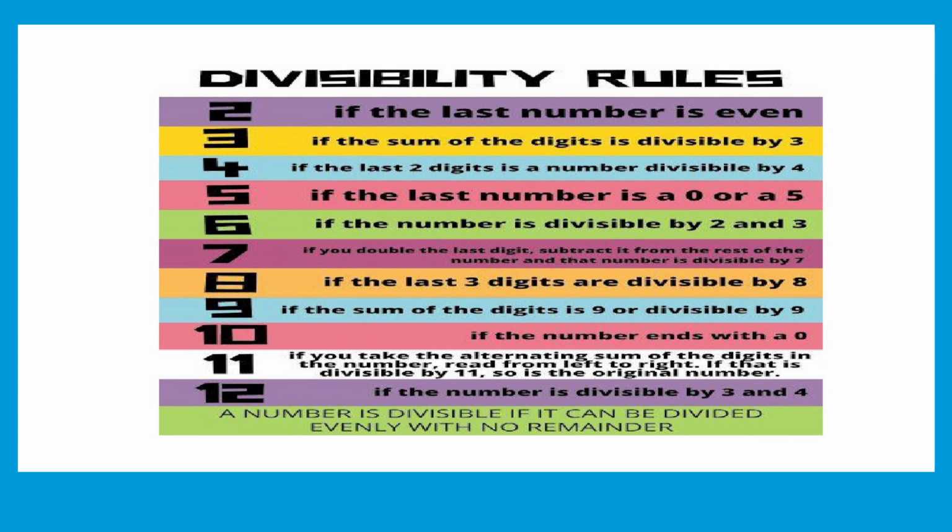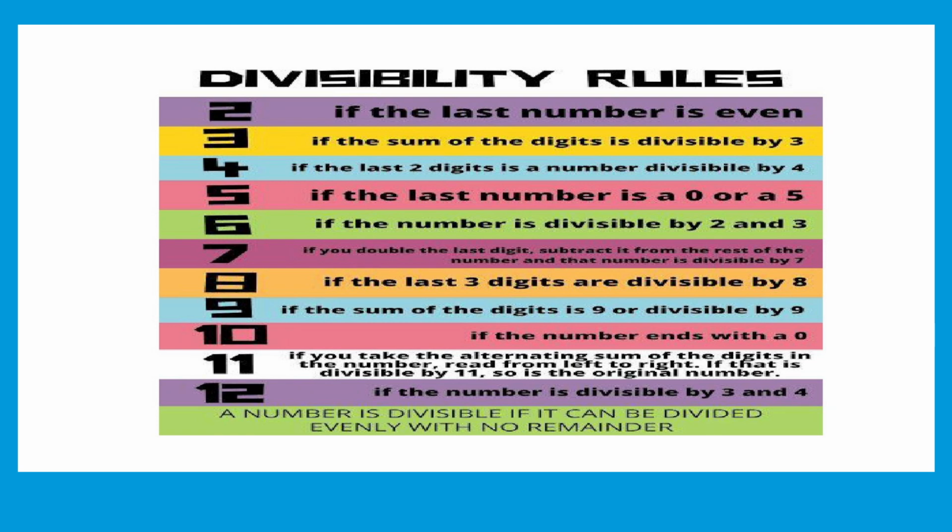Let's see the divisibility rules. For 2, if the last digit is even, then we can say the number is divisible by 2. If the sum of the digits is divisible by 3, the number would be divisible by 3. If the last two digits form a number divisible by 4, then we can say the number is divisible by 4. Next is 5.